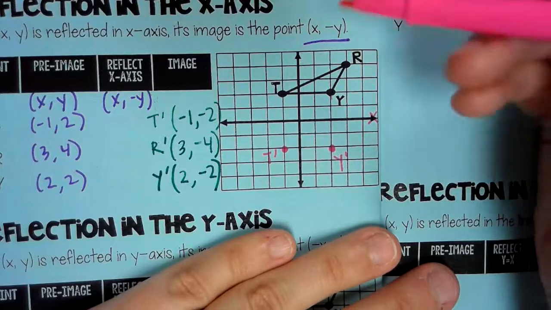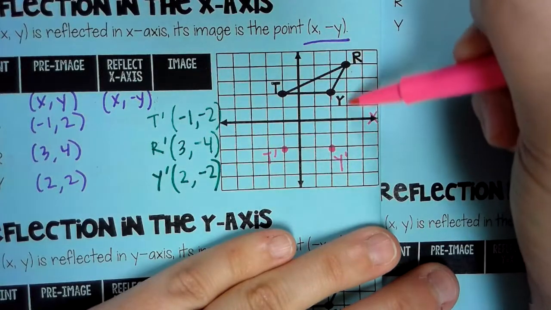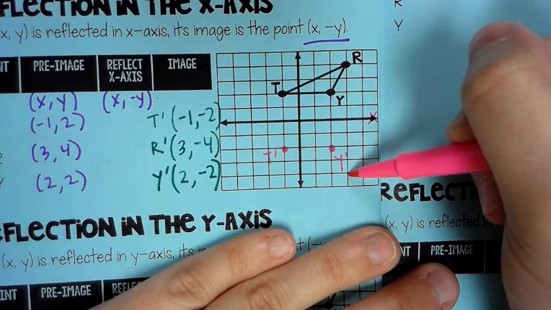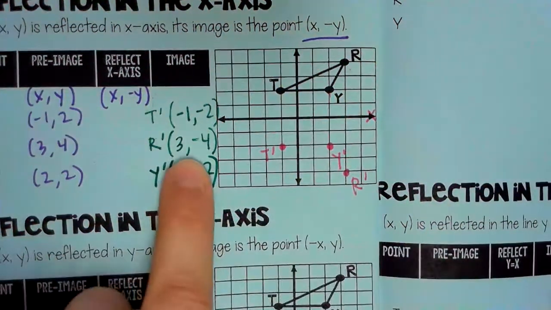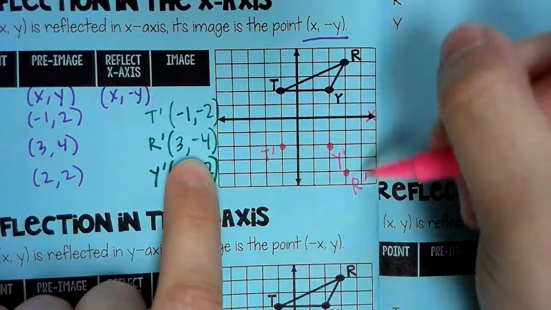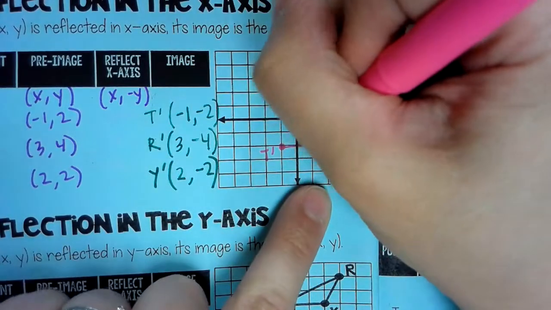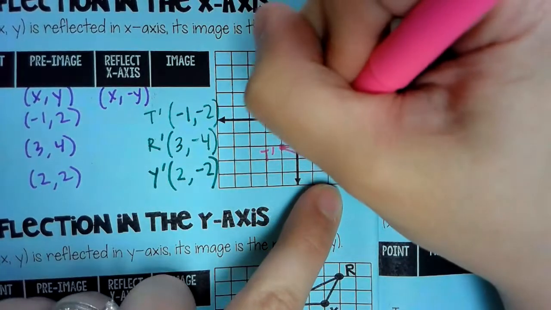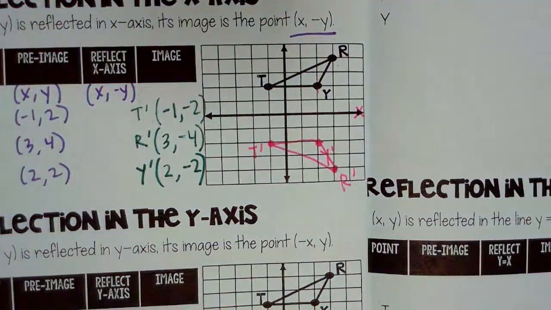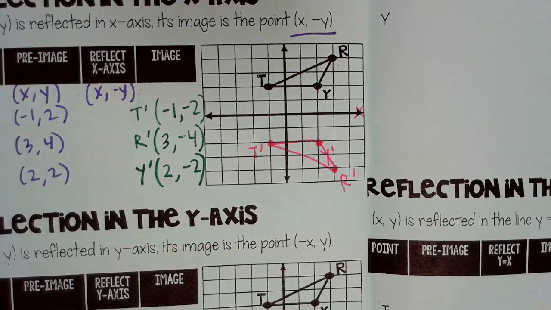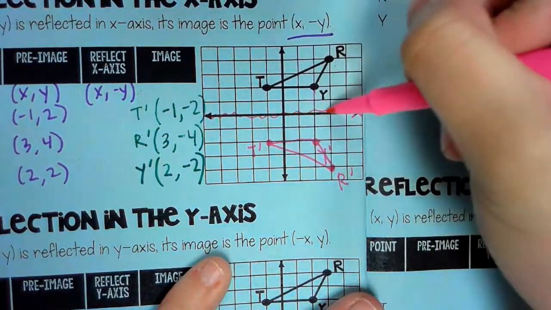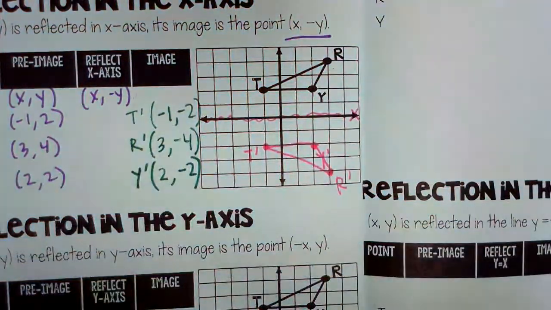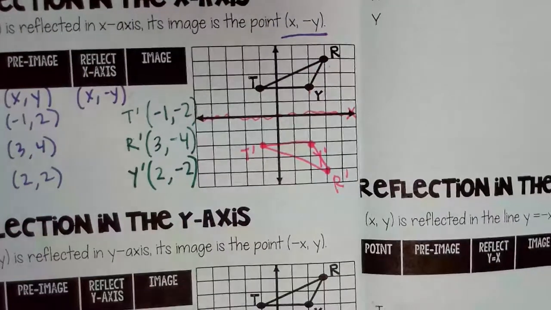And then R. R is 1, 2, 3, 4 units away. So it needs to be 4 units away on this side. So here would be my R prime. Again, I can check it right here, (3, -4). Well, hey, there it is. I'm right. So there is my reflected image. Okay, I like a reflection because it kind of reminds me of looking in the mirror. If I were to take my paper, fold it in half on my line of reflection, all those points would perfectly match up. Okay, all right, look at your next example.